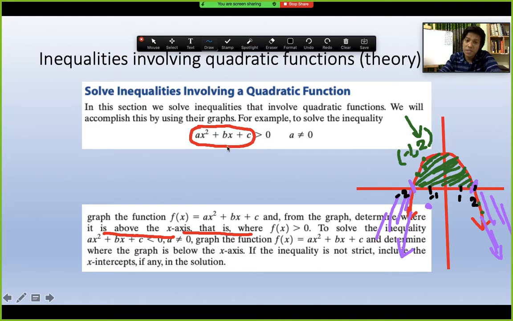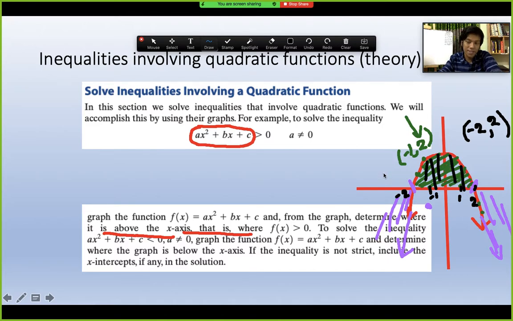So just for this question, for this example, where it is greater than 0, we will say that from -2 to +2, from -2 up to +2, for this function our graph is greater than 0. This part of the graph is greater than 0. This whole part of the graph is greater than 0.